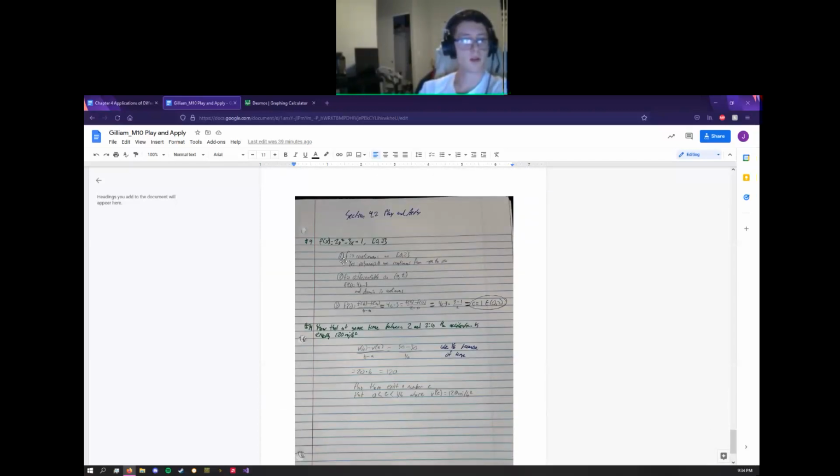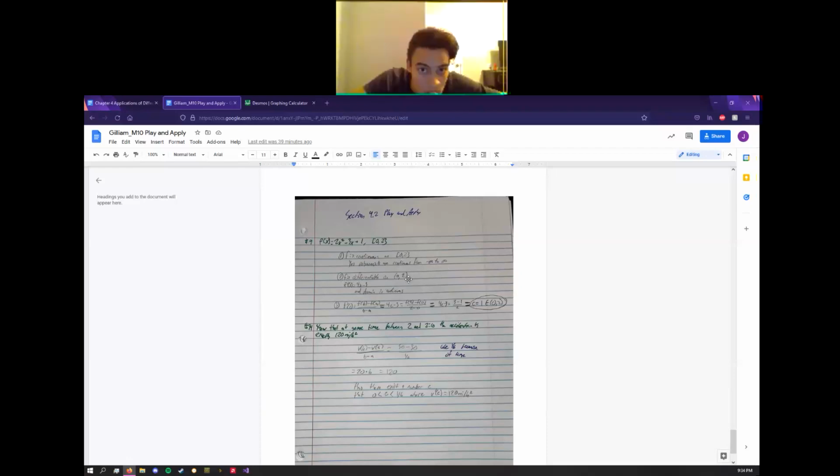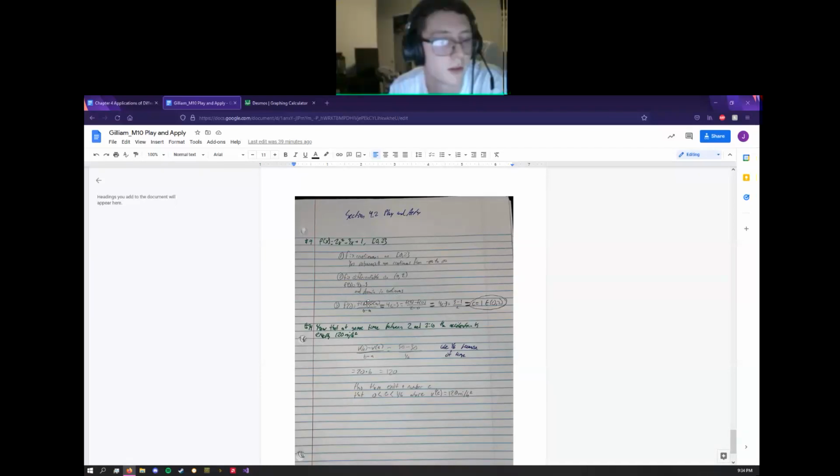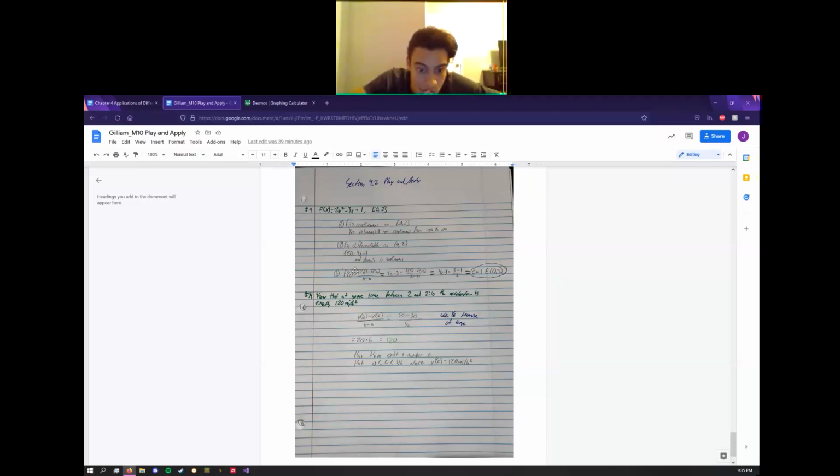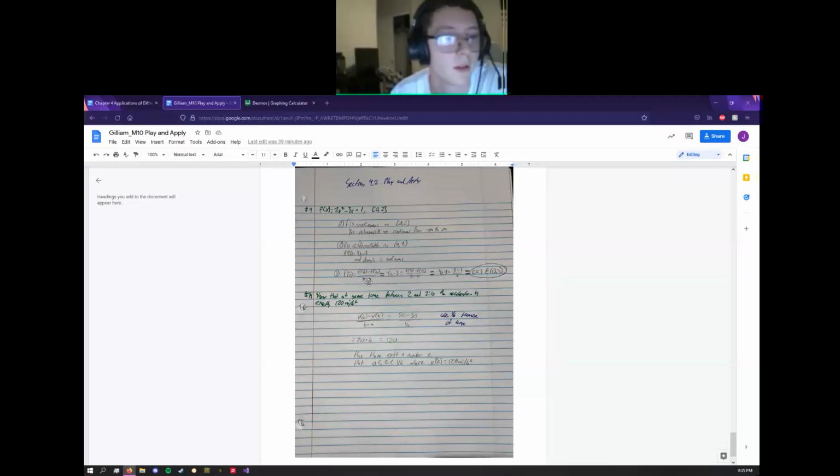The work said first I had to find: is f continuous on the interval? And I said yes, polynomials are continuous from negative to positive infinity. Is f differentiable on (0, 2)? Yes, it is. Its domain is continuous. To find c, I'm going to take the derivative of the function. So f prime of c is equal to f of b minus f of a over b minus a.